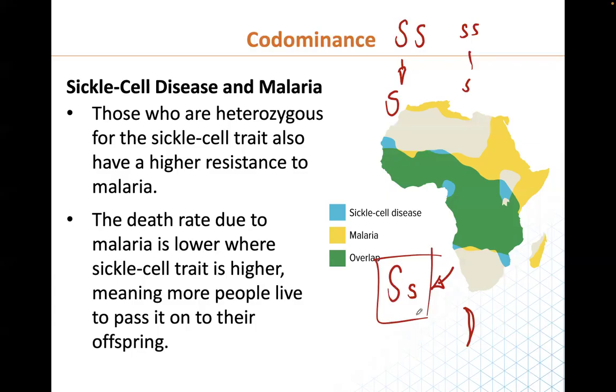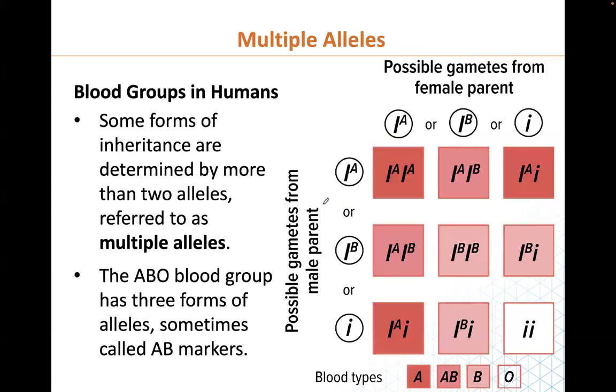So they will live longer and pass the sickle cell to their own offspring. This is the reason why sickle cell is very, very common in places where malaria is also very common.